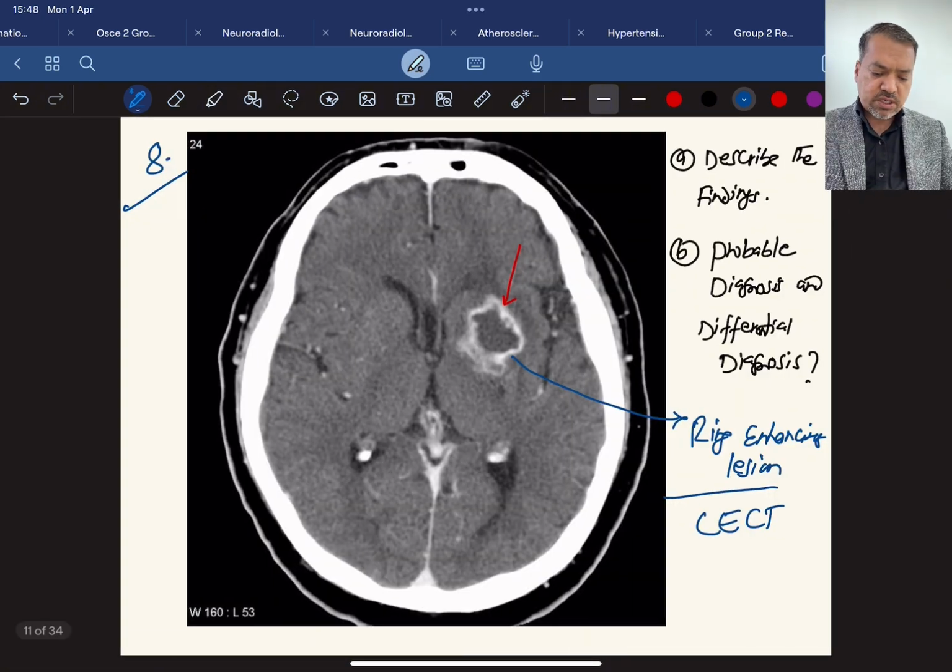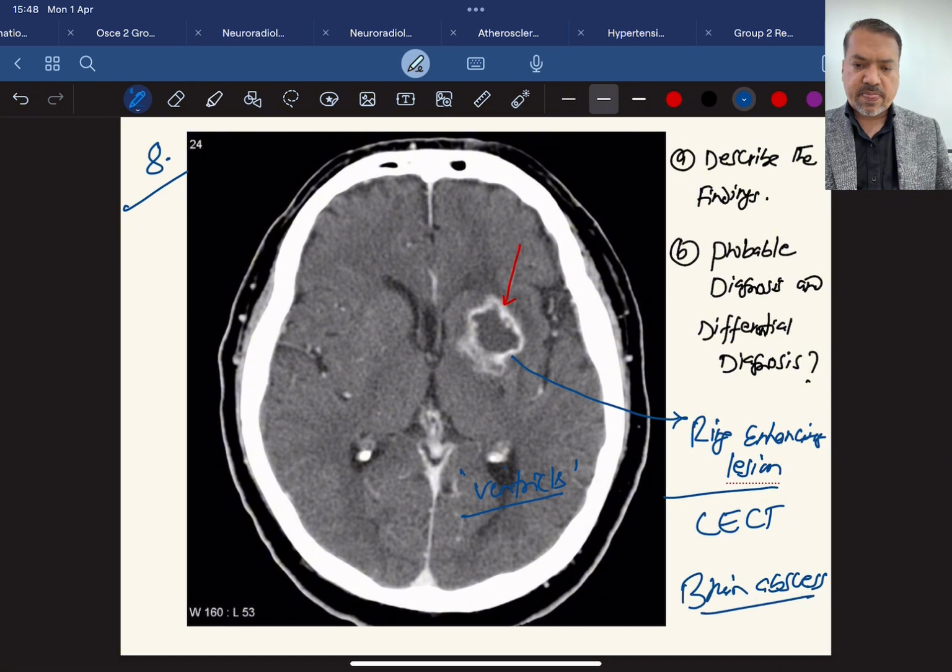Now what can it be? Probably this mass has ruptured and there is a collection of material inside the ventricle. So this is the ventricle, and there is a collection of material inside the ventricle. So probably this is a case of brain abscess. You can answer like this. And if they ask you what is the treatment of brain abscess, the treatment is very simple. Wherever the abscess occurs, the treatment is incision and drainage or aspiration, and along with that, antibiotics.